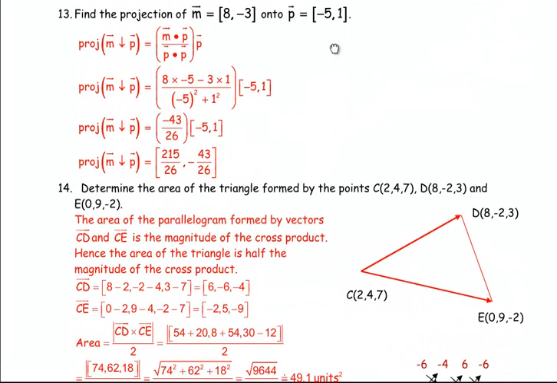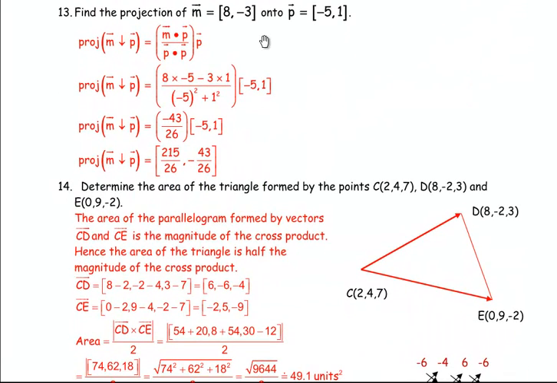For number 13, we're asked to find the projection of M on P. And so this is one of the two projection formulas: M dot P over P dot P times the vector P. We're projecting M onto P. So to find the dot product, we go 8 times negative 5 plus negative 3 times 1. So that's negative 40, and negative 3 is negative 43.